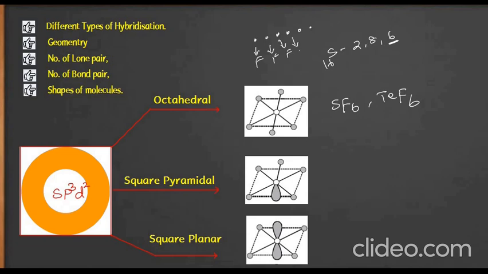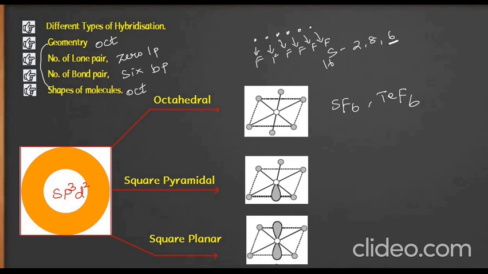So there is no lone pair. If there is no lone pair, the geometry and the shape are both the same. What is the geometry for SF6? Octahedral, and the shape is also octahedral. 0 lone pairs and 6 bond pairs. So the same trick we can use for the next one.